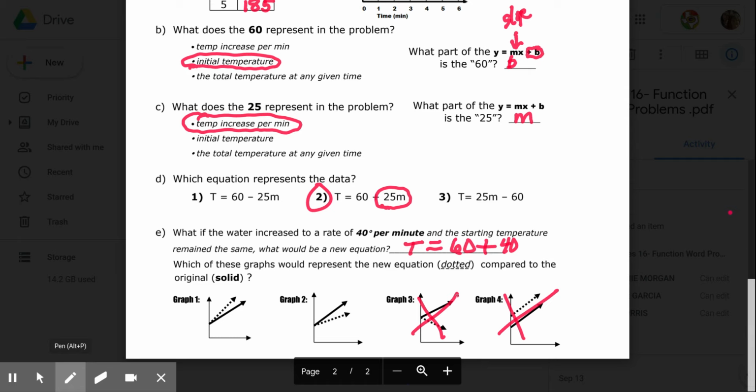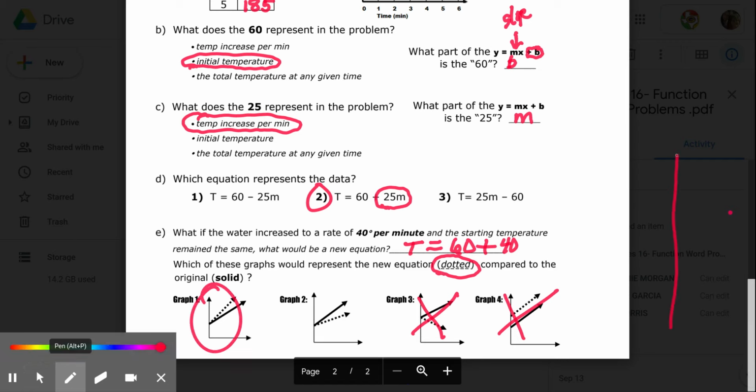Now, here's what we need to go back and clarify. It says, which of these graphs would represent the new equation, which is the dotted? Your temperature is going to increase much quicker. So you want the dotted line to be steeper because you're going to reach your designated temperature that much faster. So that would be graph number 1.